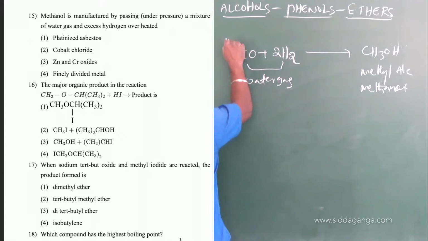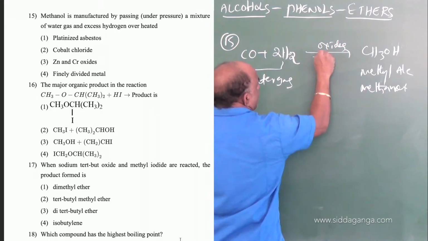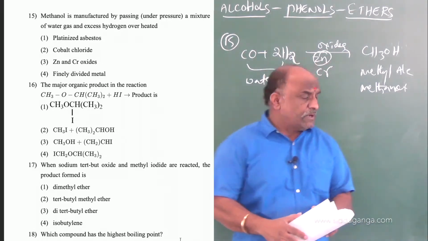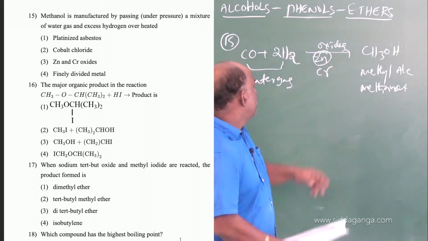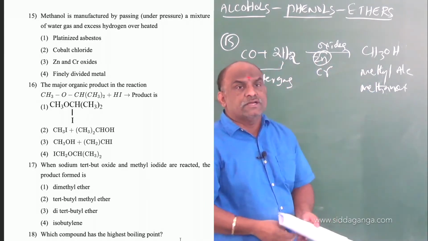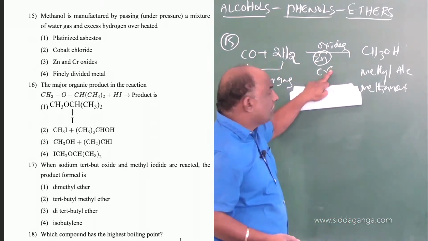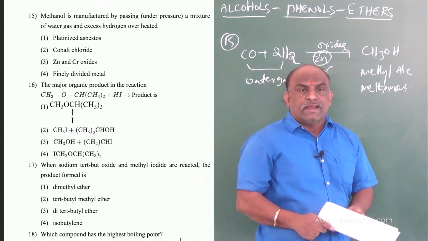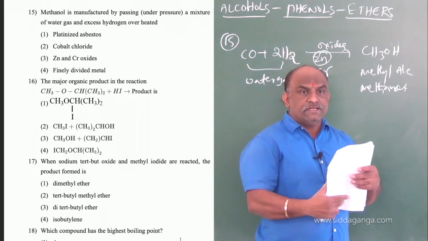And here we require oxides. What type of oxides? Zinc oxide or chromium oxide. This point was already discussed in the synopsis. So water gas converts into methyl alcohol in the presence of oxides of zinc and chromium. Option number 3, make a note regarding this very important question. Methyl alcohol is obtained from water gas in the presence of zinc and chromium oxides. So option number 3 is the right answer.